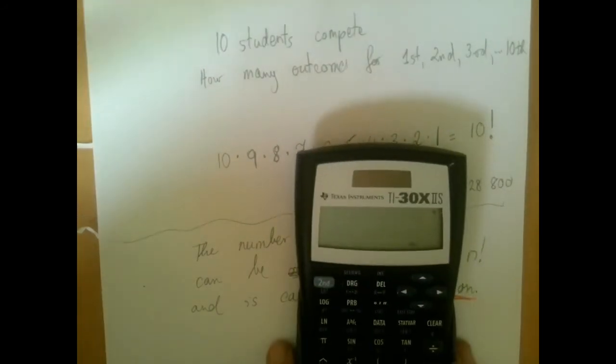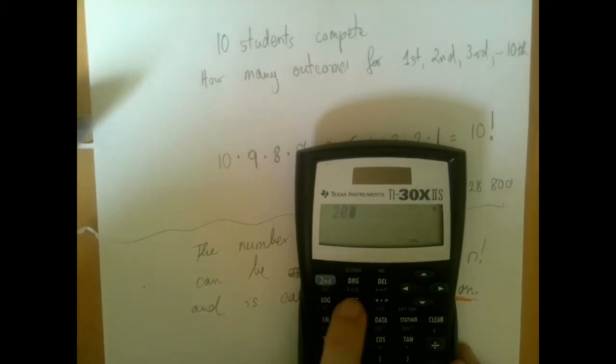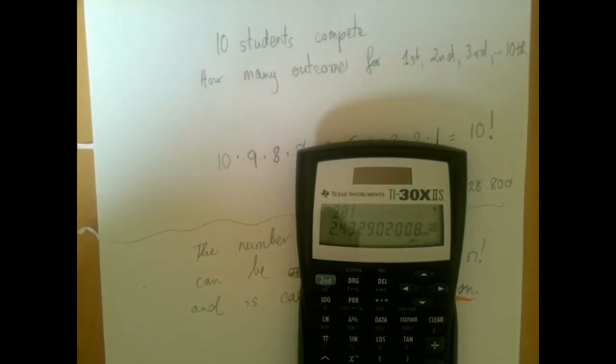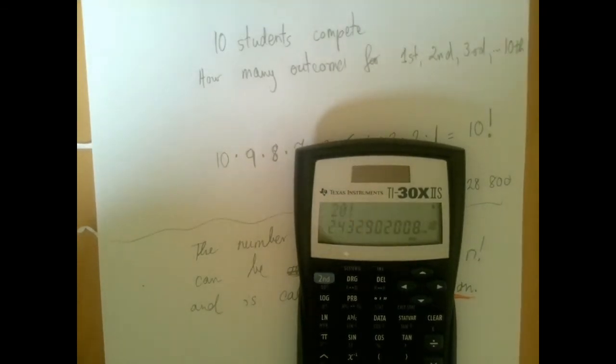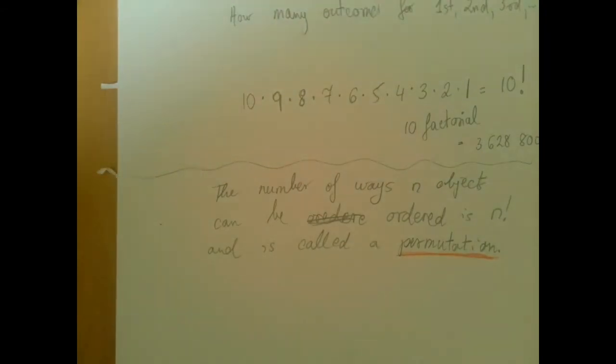That might be too big of a number to show. Let's see, 20, probability, toggle under 20 factorial. Yep, it is scientific notation. So it says 2.43 multiplied by 10 to the 18th power, 18 or 16. So the number of ways we can reorder n many objects is called the permutation, and it is n factorial.